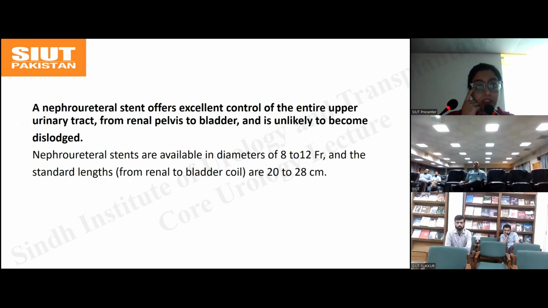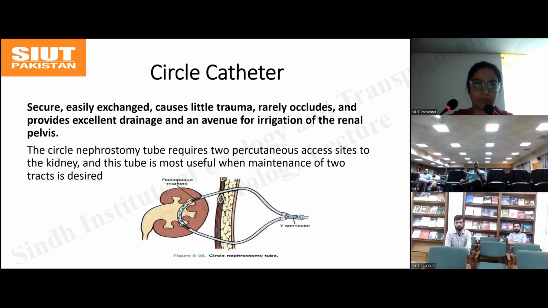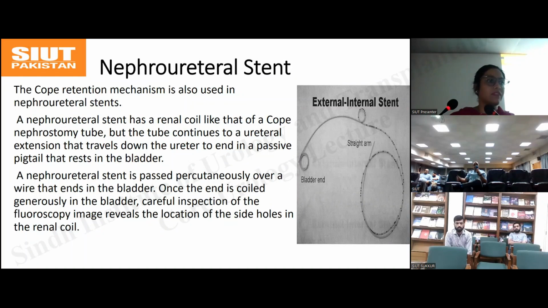A nephroureteral stent offers excellent control of the entire upper urinary tract from renal pelvis to bladder and is unlikely to become dislodged. Nephroureteral stents are available in diameters of 8 to 12 French and the standard lengths from renal to bladder coil are 20 to 28 centimeters. This passes from the kidney to the bladder. Yes. So what is the difference between this stent and a DJ stent?